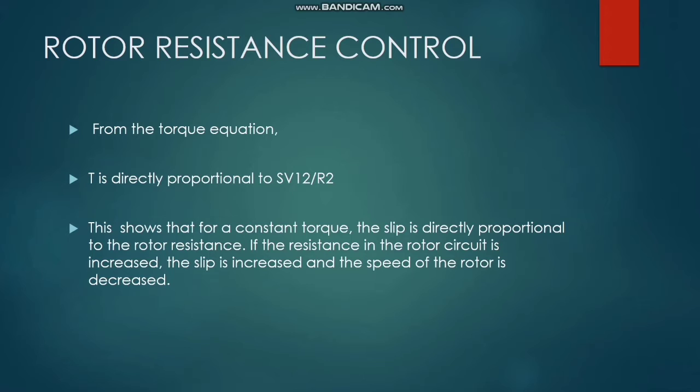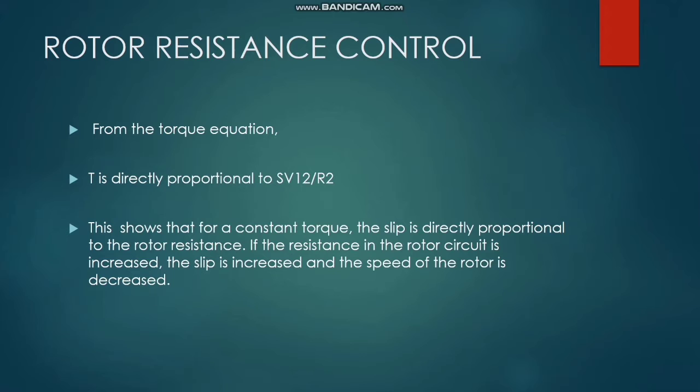Rotor resistance control. From the basic torque equation of induction motor, we know that torque is directly proportional to S into V1 square by R2. Here S is slip, V1 is the input supply voltage, and R2 is the rotor resistance.